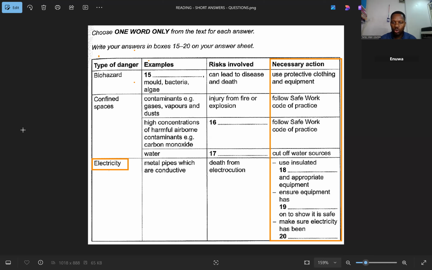So you want to go to the necessary actions and focus a lot more on this part that has to do with installation. Then look for the part that talks about equipment. And then lastly, you look for the part that says you should make sure that electricity has been dashed. So let's quickly go to such areas and get our answers.